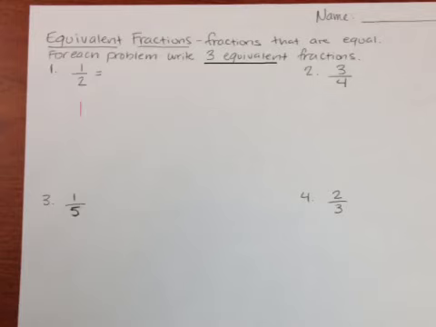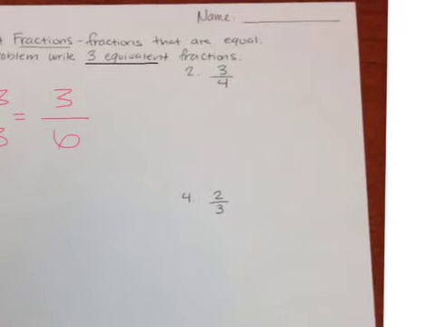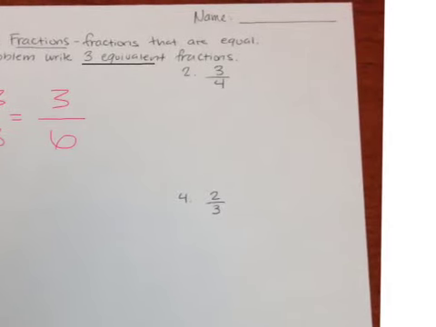From 1/2, we can multiply the top by 3, the bottom by 3, which gives me 3/6. Again, you can do these for any of them. For 3/4, we'll write 3/4 down here. Multiply the top by 2, bottom by 2. 3 times 2 is 6. 4 times 2 is 8.